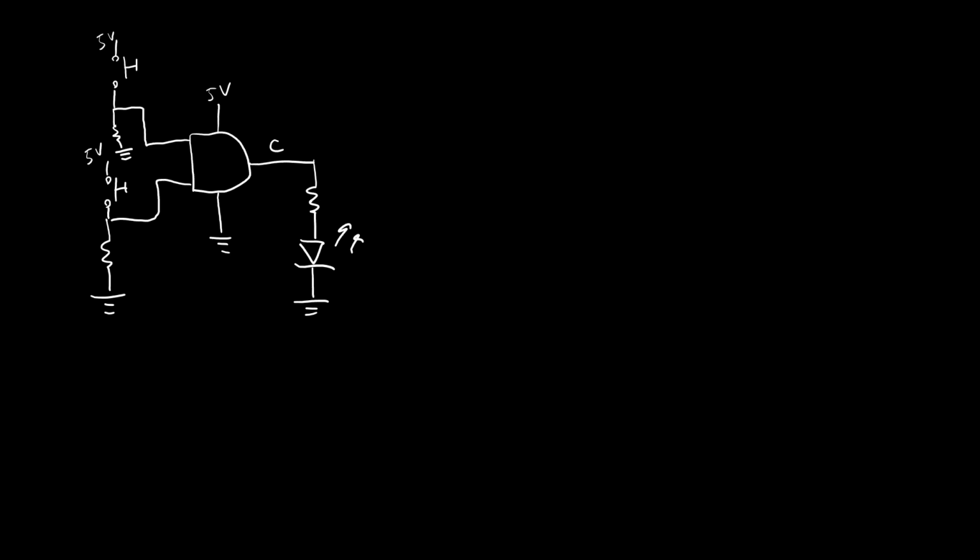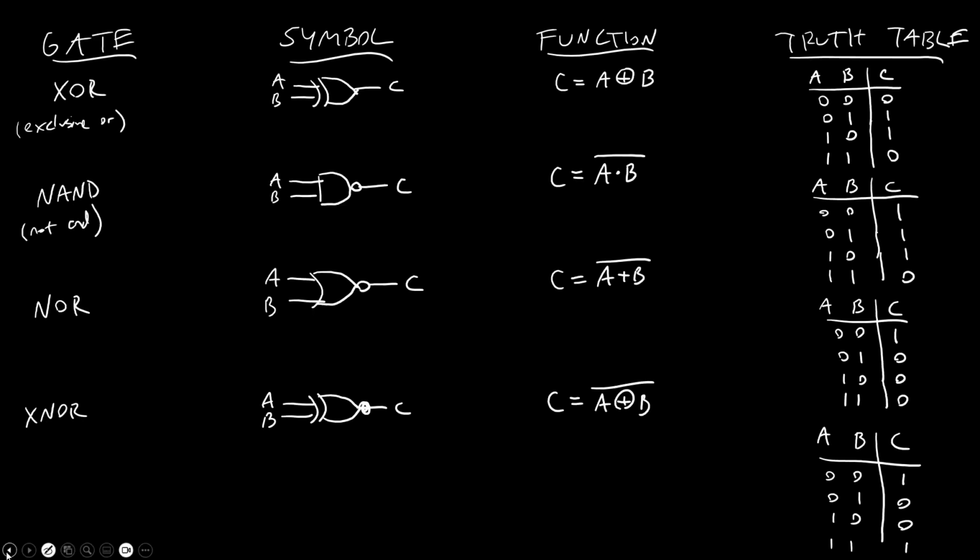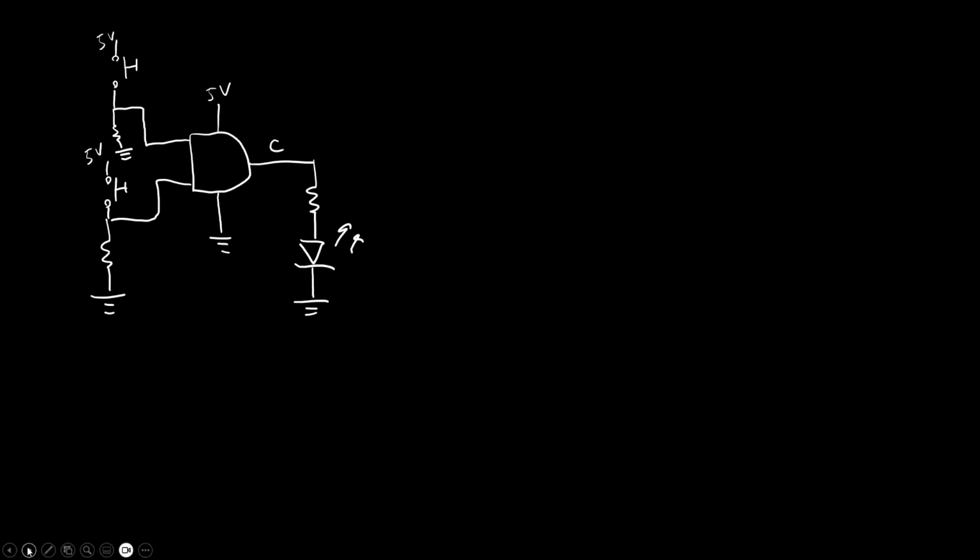If I only wanted the LED to turn on if I pressed just one of the buttons or both of them, I could replace this with an OR gate or some other combination based on these different gates, depending on, again, what conditions I want for the LED to turn on. I could select a different gate.